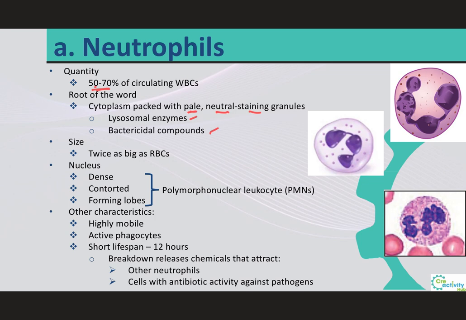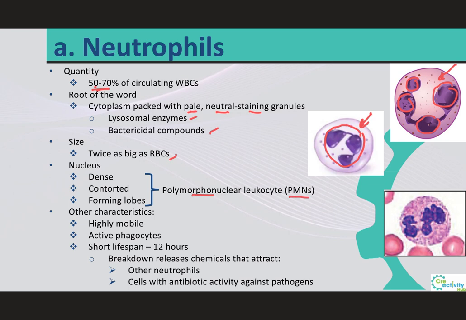With regards to their size, they're going to be twice as big as the red blood cells. They will have this very dense, contorted nucleus that may be condensed into a series of lobes like beads on a string. As we can see from these images here, notice how this one forms 3 lobes, this other one forms 4 lobes. So that's the nucleus that looks like little beads on a string. And this attribute has given these cells another name, which are polymorphonuclear leukocytes, or PMNs.